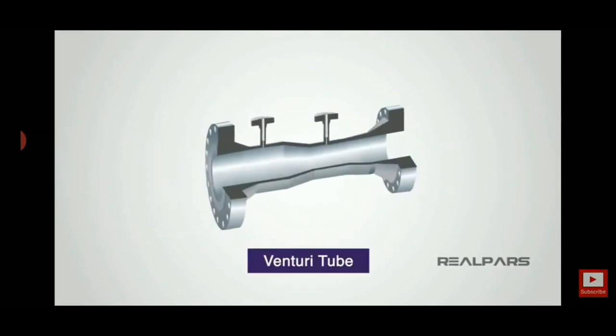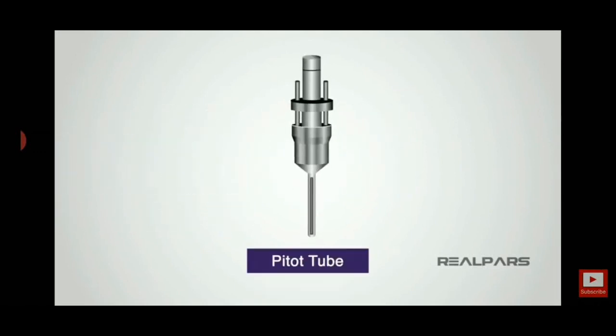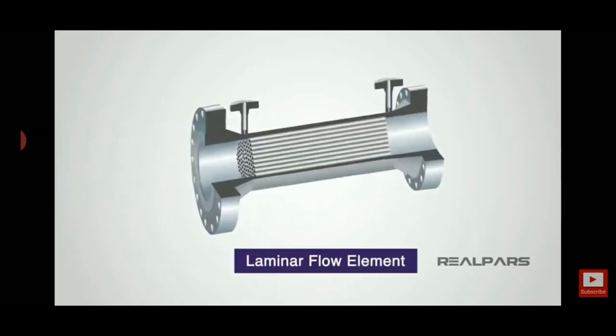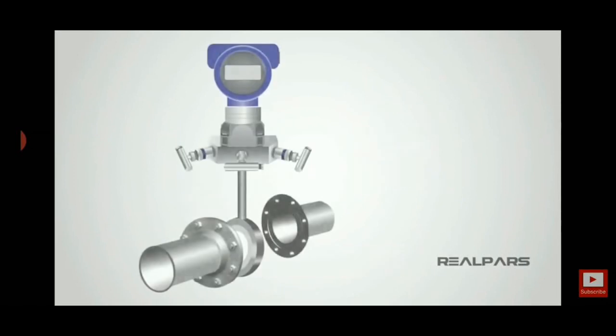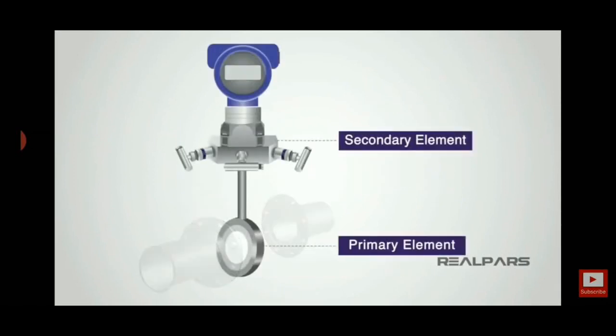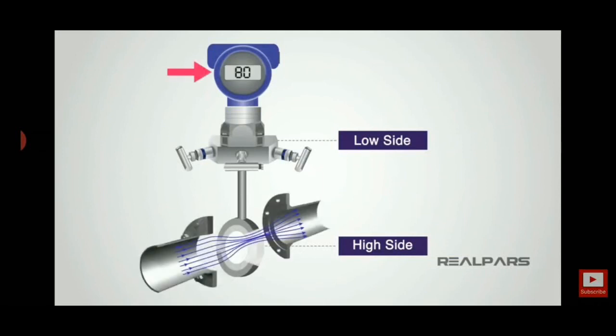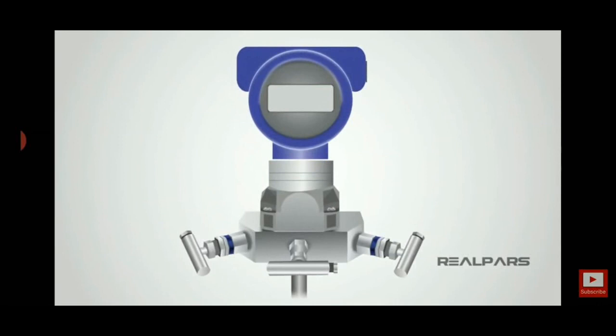This is our orifice. Various types of restriction elements can be used: flow nozzle, pitot tube, laminar flow element or wedge element, like this. So this is the primary element which restricts the flow, and the secondary element is shown here which senses the differential pressure. The differential pressure is created due to the orifice plate obstruction. So this is the higher side and this is our lower side as shown in the figure.